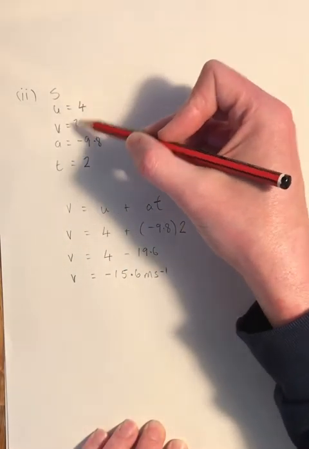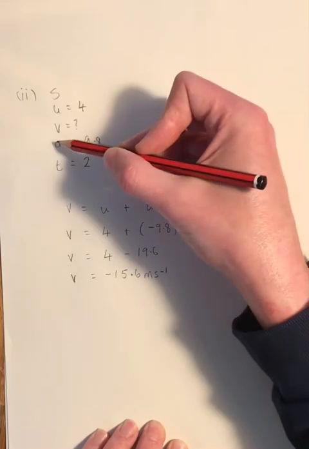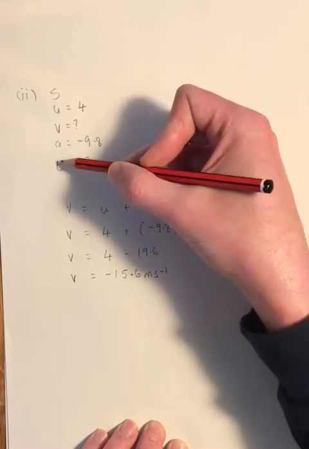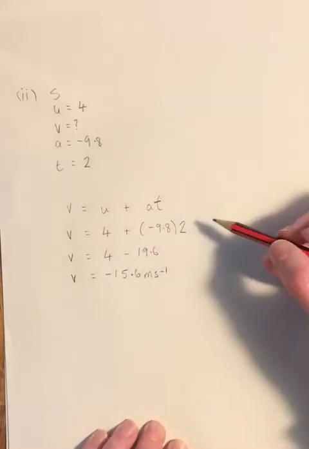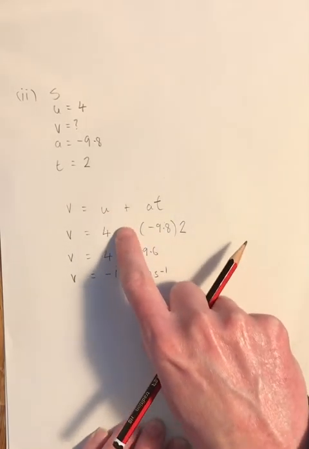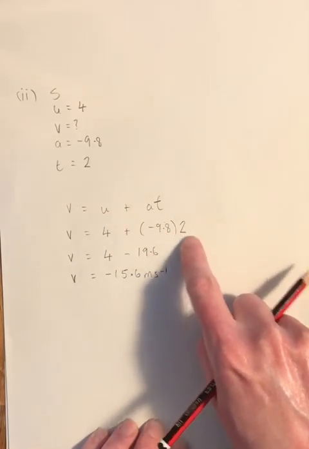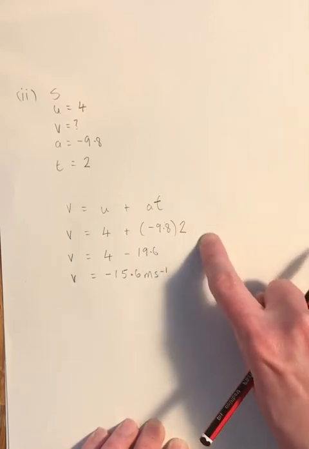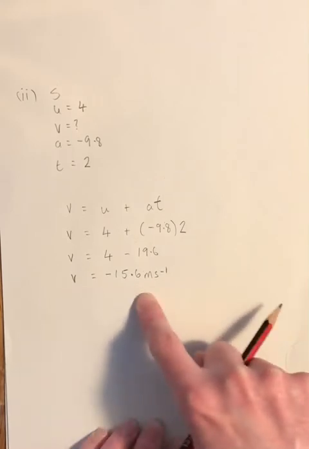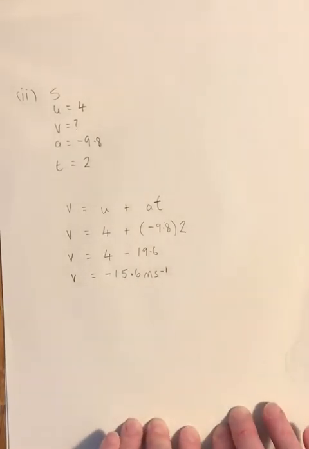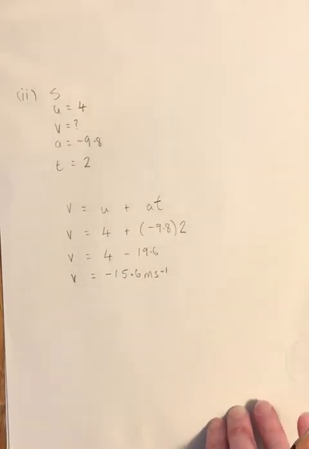So U again is 4, V is what we're looking for, A is again minus 9.8 and T is 2 seconds. So using V equals U plus AT, sub the values in: 4 goes in for U, plus minus 9.8 times the 2 seconds, for A times T. So that's 4 minus 19.6, which gives us minus 15.6 metres per second, which means 15.6 metres per second downwards.